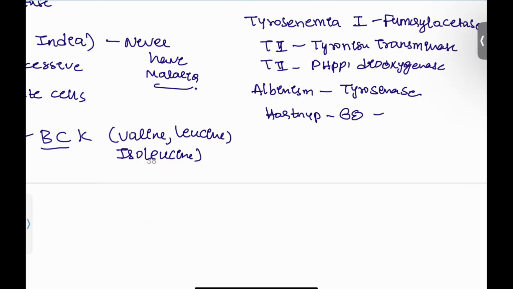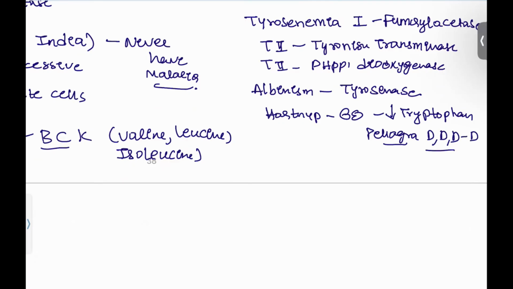What happens? There is decreased reabsorption of tryptophan, so it is excreted from the patient. So this will lead to pellagra symptoms due to niacin deficiency. So these patients will have pellagra-like symptoms. What are the pellagra symptoms? What we discussed, like your D's: diarrhea, dementia, dermatitis. If not treated, there will be a cause of death also. That is Hartnup disease.